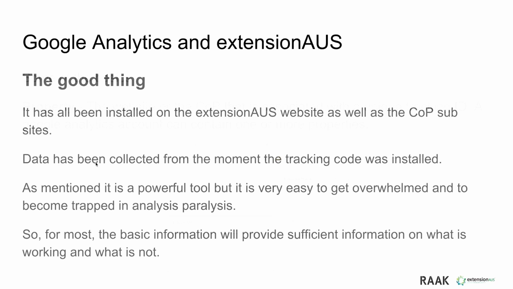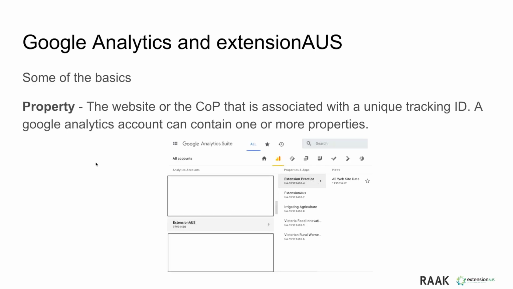So I'm going to go quickly through some of the basic terms that can be a little bit confusing at times. Once you get the hang of the terminology that Google uses, it's quite easy. So first up, there's a Google account, which you can make on google.com, and most of you probably have one of those. It provides you access to the Google Analytics suite. Within your account, you can create properties.